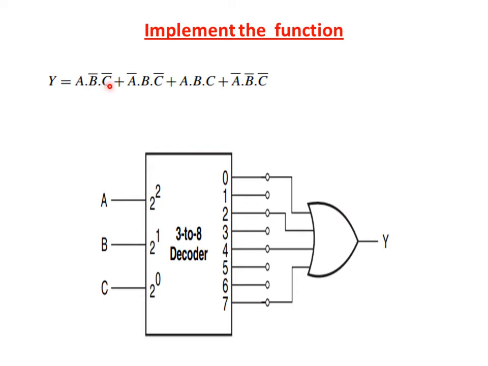1 0 0 for this one is 4, so the fourth output is selected. And here this is 0 1 0, that means 2 is selected. This is 1 1 1, that is 7 is selected. This is 0 0 0, so the output 0 is selected. These selected outputs are given to an OR gate.